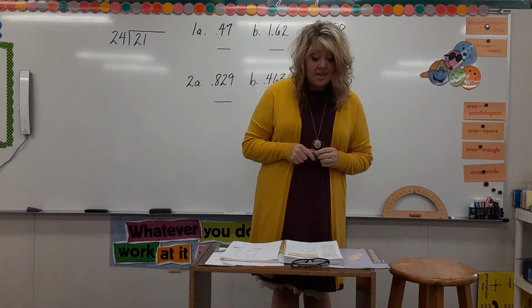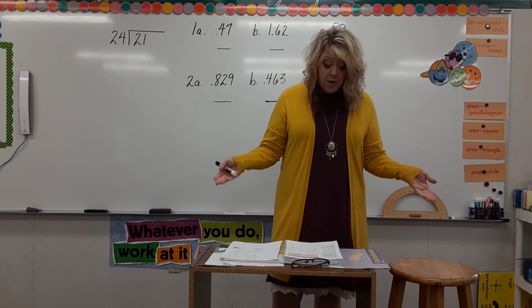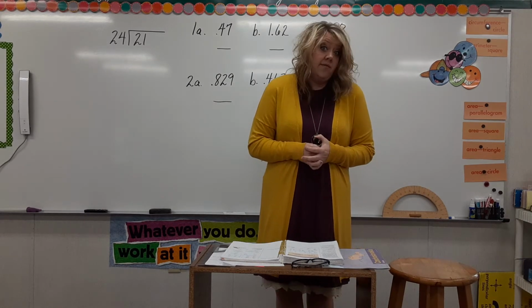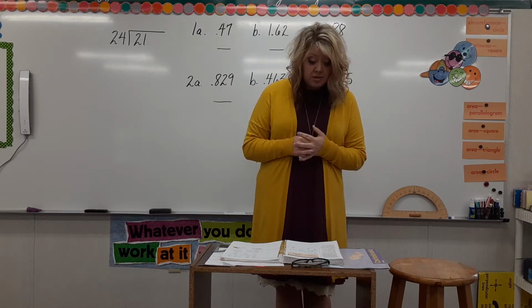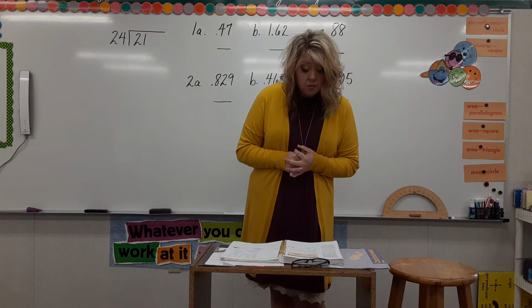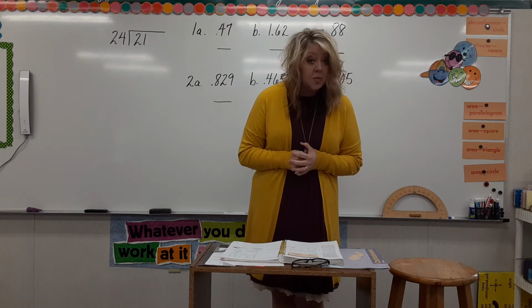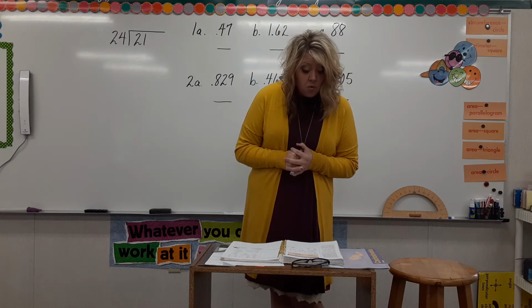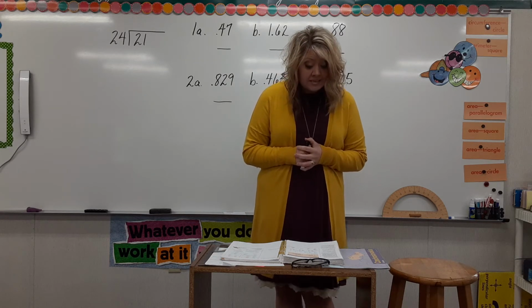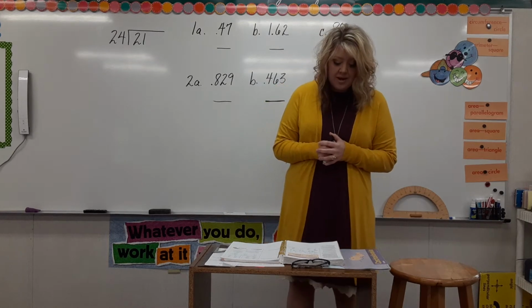Today is rounding off decimals, and really the rules are the same for rounding decimals as they are for rounding whole numbers, and you've done that already this year, so this shouldn't be too difficult for you. Notice the rule. It says to round off a decimal, if the last digit of the decimal is less than 5, drop it. If the last digit is 5 or more, drop it and add 1 to the digit preceding it. Let's take a look at section number 1, letter A.